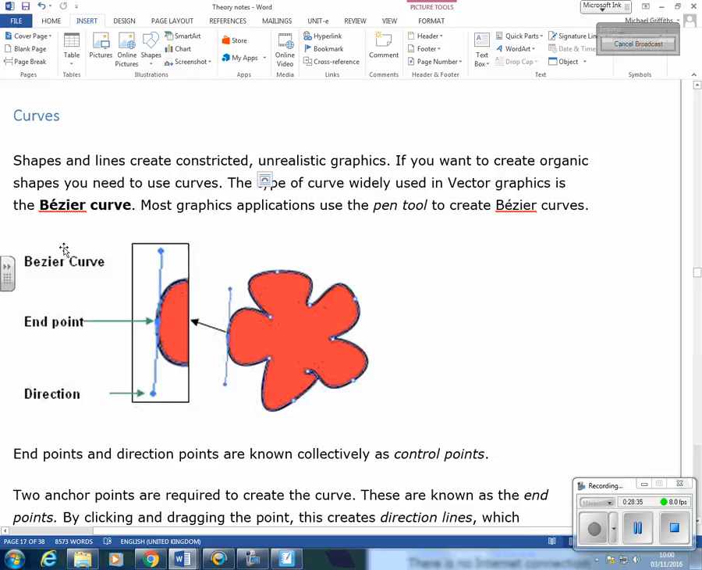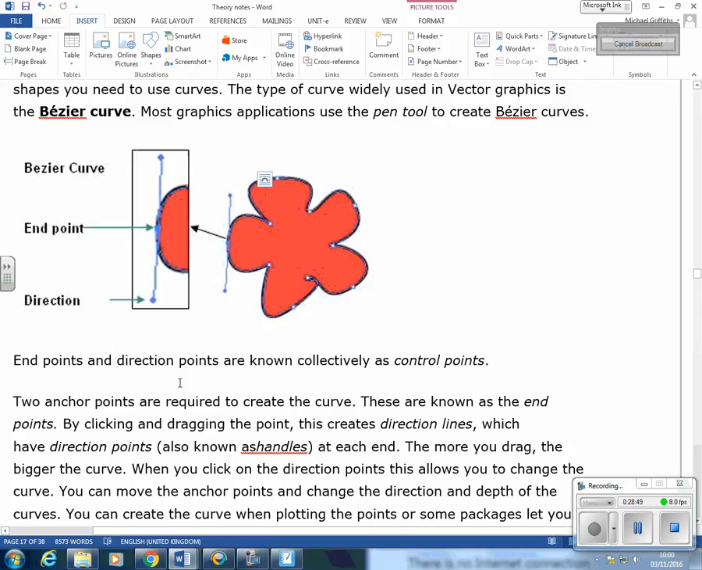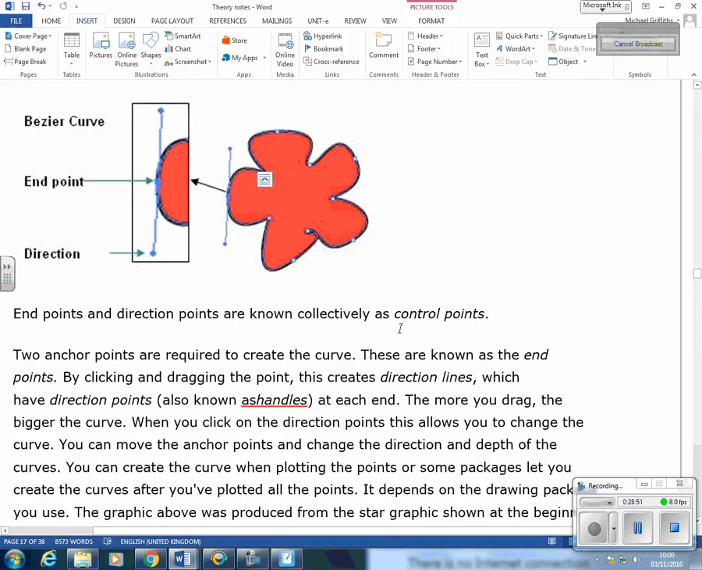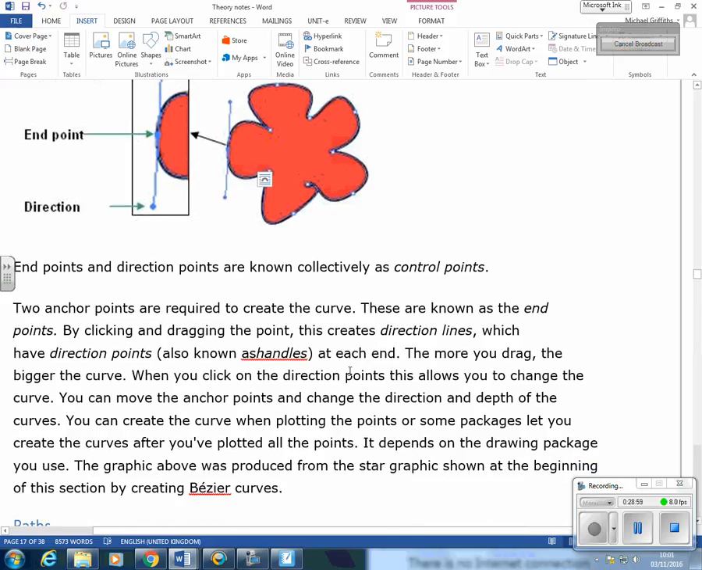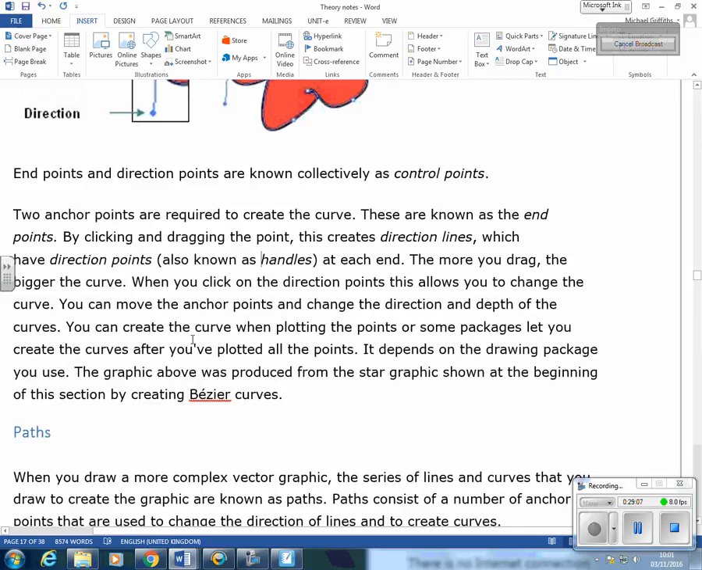This I remember coming up, the Bezier curve, right, whatever we want to say. The type of curve while using vectors is the Bezier curve. Most of them use the pen tool to create it. Endpoints and direction points are known as control points. Two anchor points are required to create the curve. These are known as the endpoints. By clicking and dragging, this creates direction lines, which have direction points, handles. The more you drag, the bigger the curve. Again, that's maybe when you get told to play in Illustrator, you may have seen this. I don't know. No.